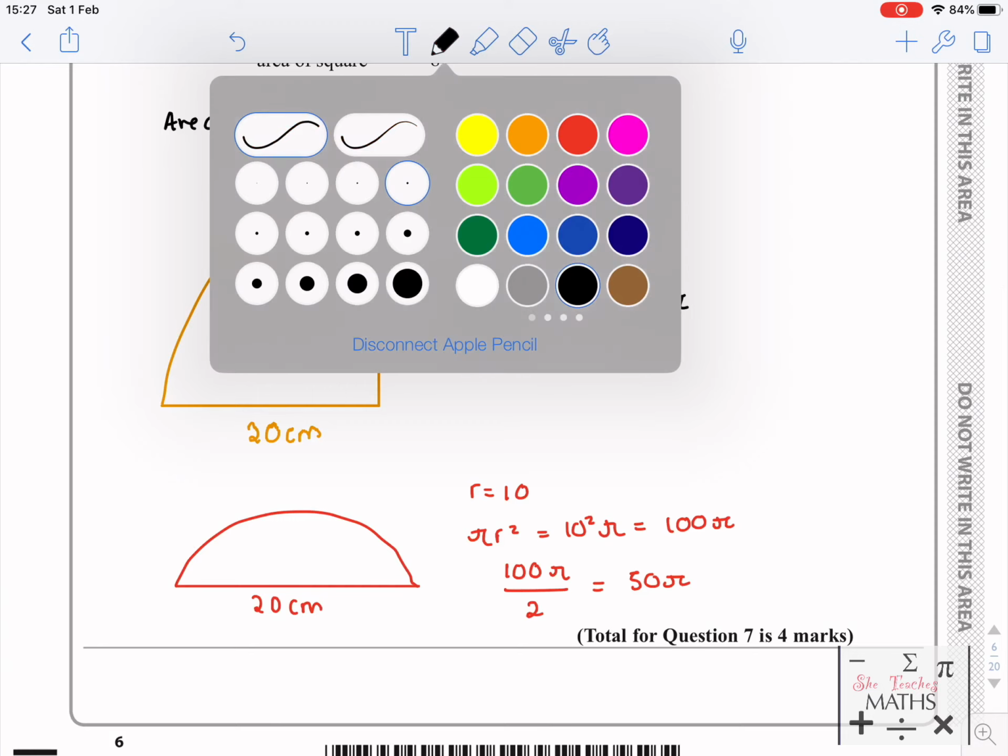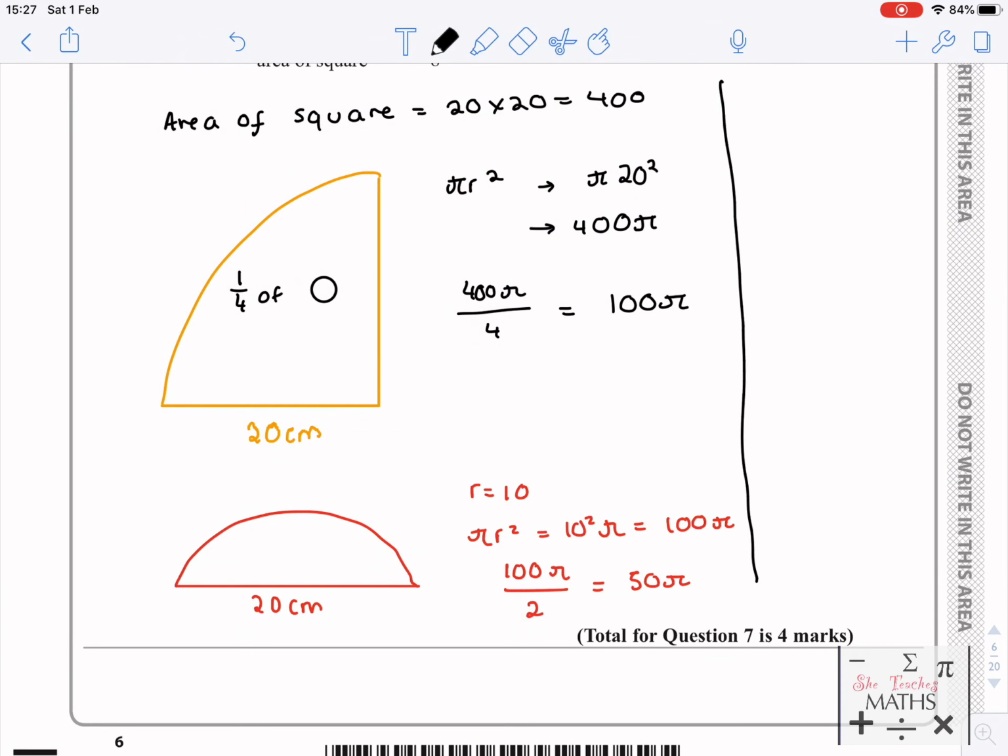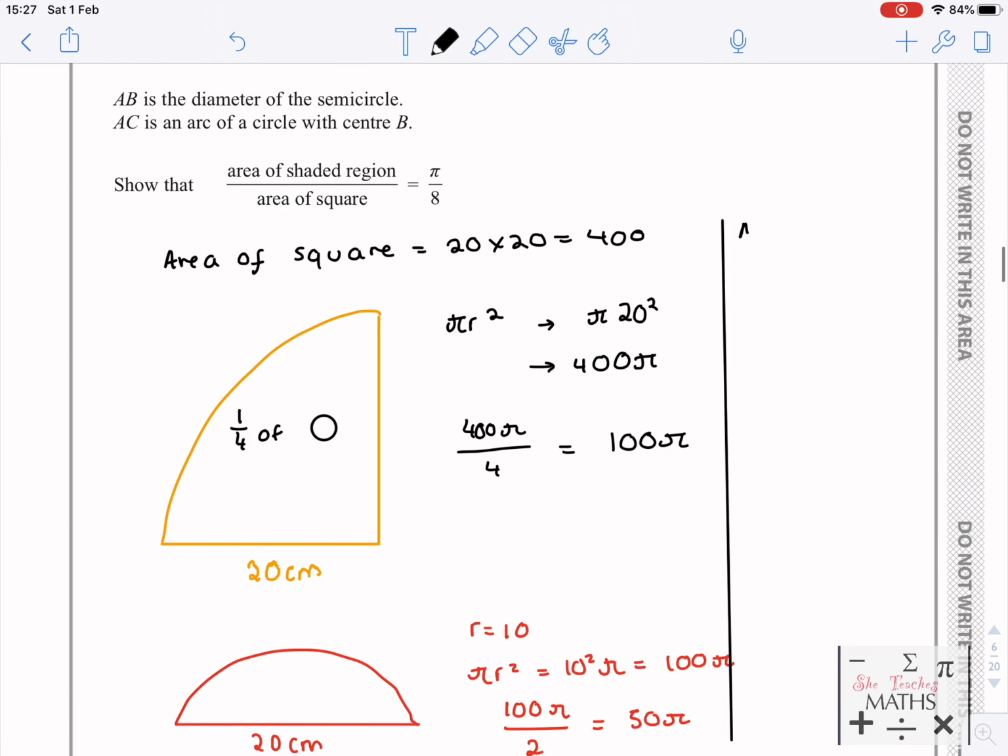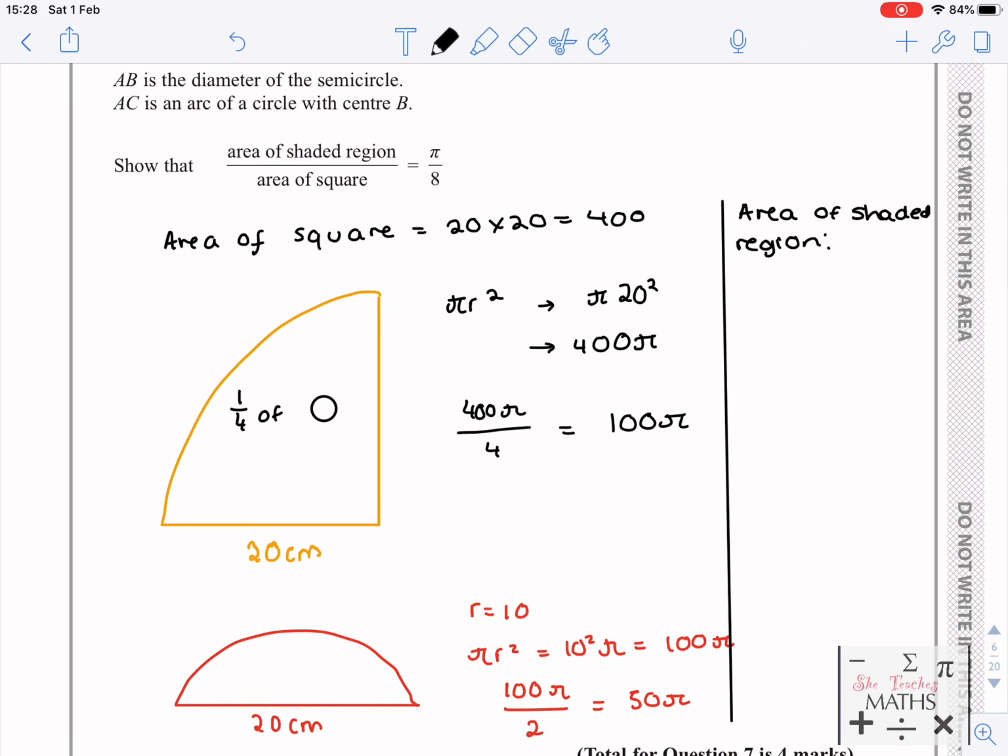Now, to find out the area of the shaded region, I'm just going to make a little section over here. Right, so the area of the shaded region would be the area of the arc minus the area of the semicircle. So it'd be 100 pi minus 50 pi, which is just 50 pi.